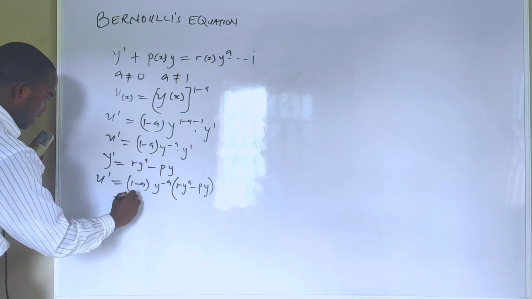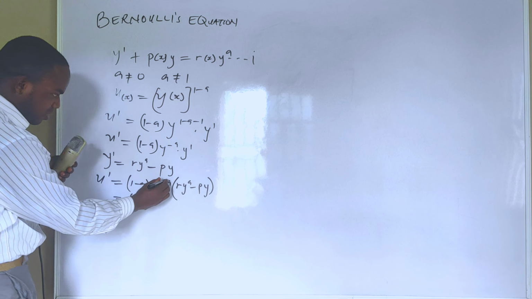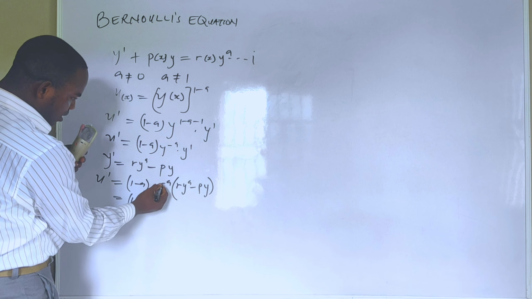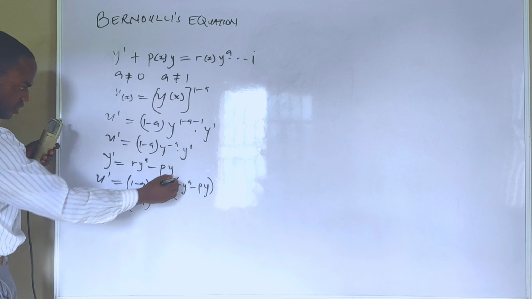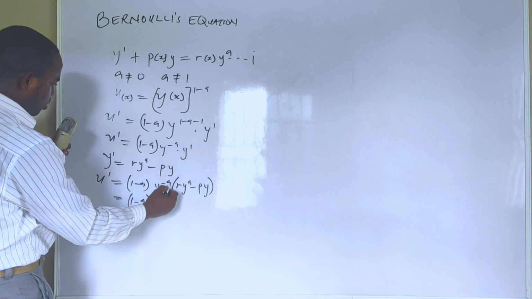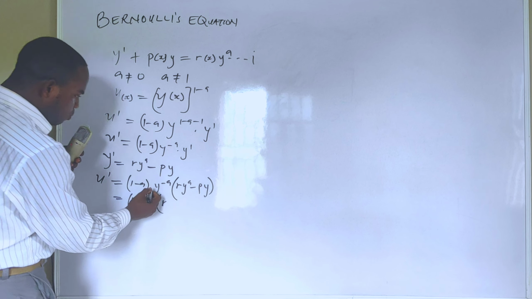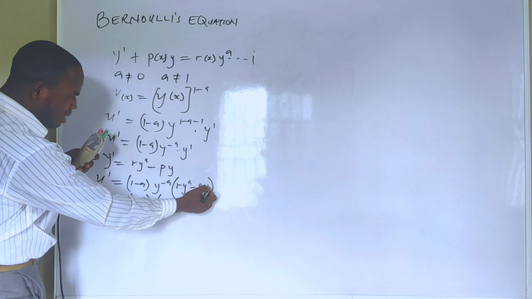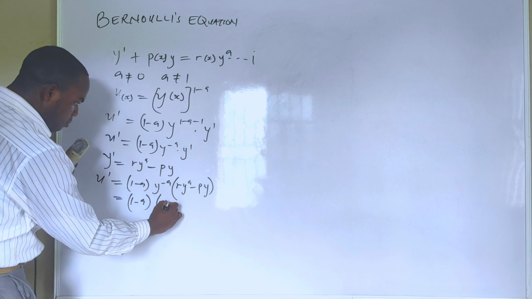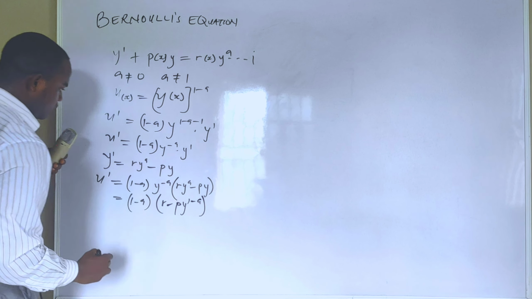If we open the bracket, we have 1 minus a, and multiplying y raised to power minus a by r y raised to power a, we add up minus a and plus a, which is 0, and then we have y raised to power 0, which is equal to 1. So this reduces to r. Multiplying y raised to power minus a by p y makes p y raised to power 1 minus a. I hope you agree with that.